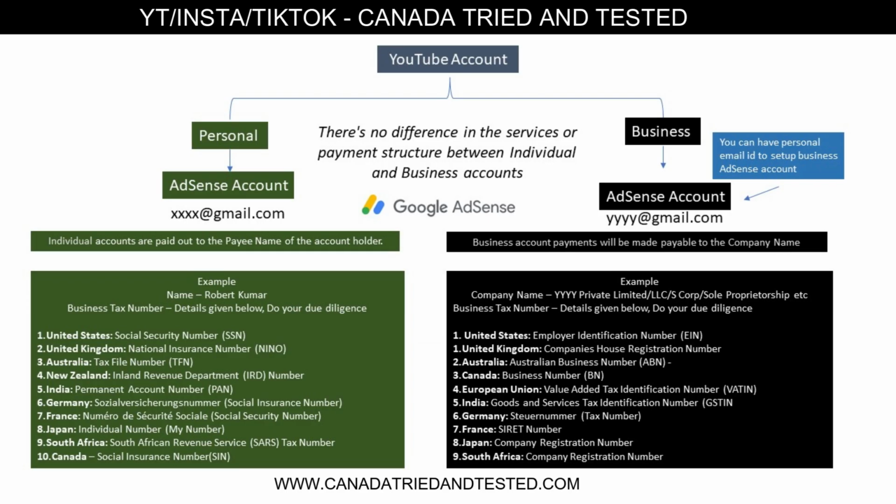You have a monetized YouTube account and that account is connected to Google AdSense as an individual account. What it means is you have given your personal tax information and the Google payout comes to your personal bank account. Now, for some reason, you want to change this to a business account.